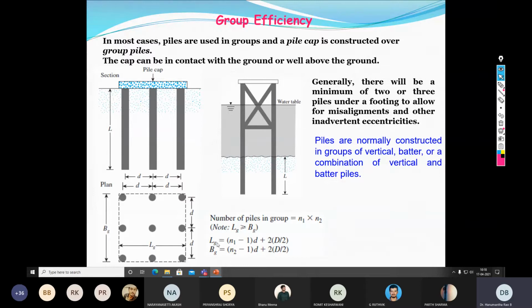Here, if you look at Lg with length direction n1, that is the number of piles, the total number of piles is 3, but the number of spacings is 2 only. So 3 minus 1 will give you 2 spacings multiplied by D, and since we are measuring center to center distance, half the pile diameter on the left side and half the pile diameter on the right side will become additional. Therefore the total length of the pile group is (n1 minus 1) into D plus capital D, or 2 times half the diameter, anything is okay.